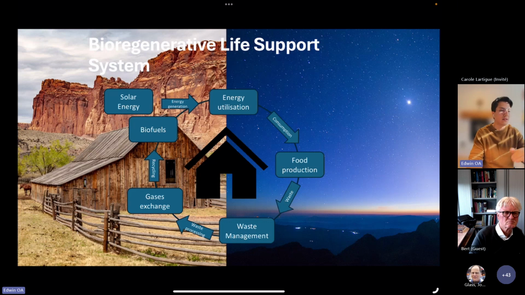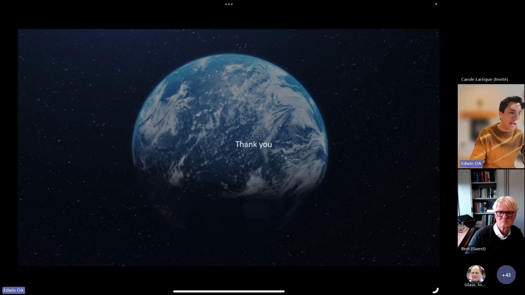We can arrange here a cycle of resources to give us energy, food, biofuels, etc. And then the sky is the limit from there. So this is how the minimal cell can contribute to these areas, and that's it.